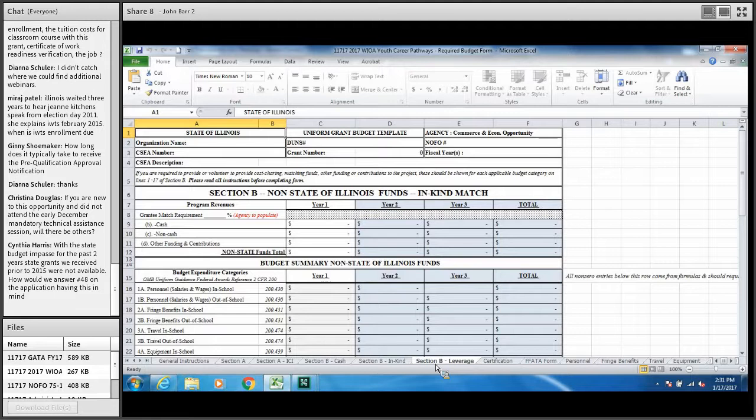Again, we recognize that in a perfect world, this may be laid out a little bit different, where we could see one column for the grant funds, one for cash, one for in-kind. That comment is definitely taken, and we're working to see if we could incorporate that, but for right now, they're separated in different tabs.